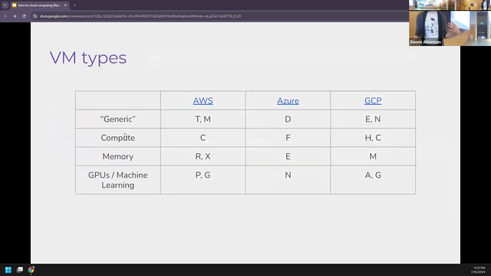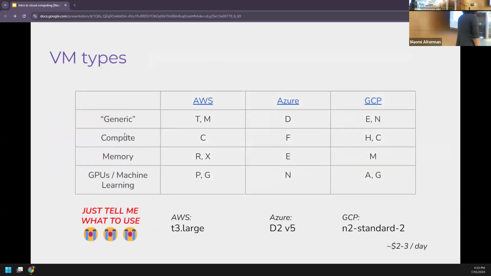And if you ultimately don't care and just want to be told what to use, on AWS, if you're creating a VM, make a T3 large. On Azure, make a D2, D5, and on GCP, make an N2 standard 2. And these all cost you about $2 to $3 to run if you leave them on 24/7. And I believe, I forget, these are all relatively equal amounts of power across each cloud platform.